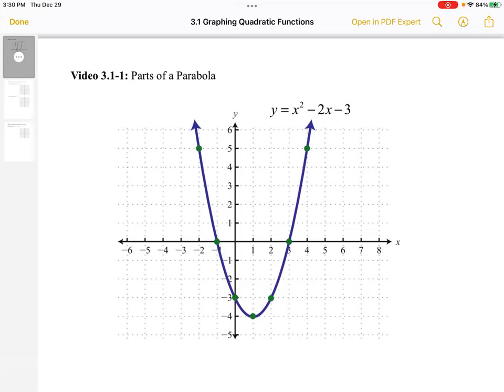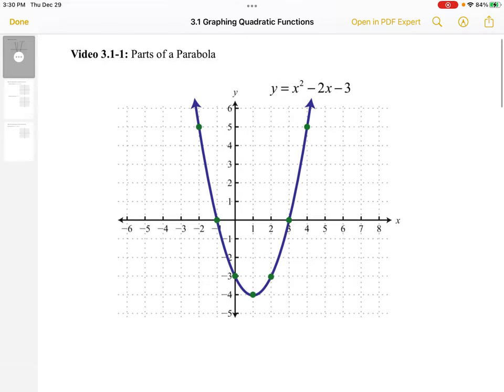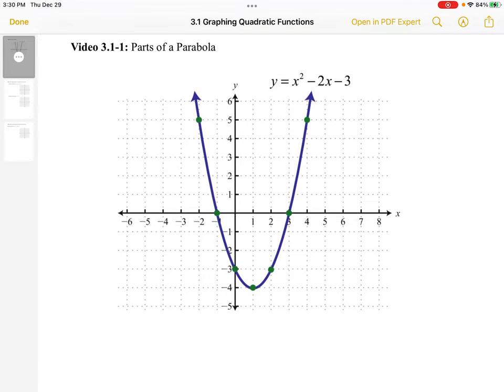In this video, we're going to look at the parts of a parabola. So I have a parabola graphed here. It's for the equation y equals x squared minus 2x minus 3. And I'm just going to point some things out. So notice that this parabola is opening up.